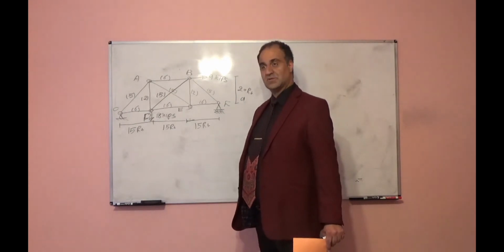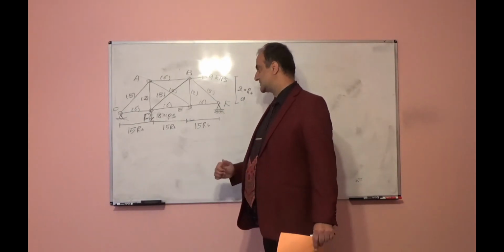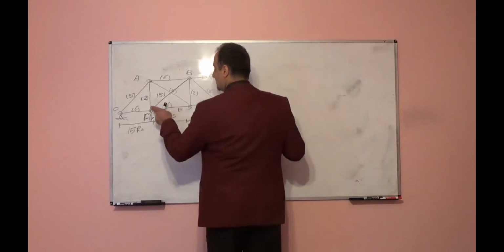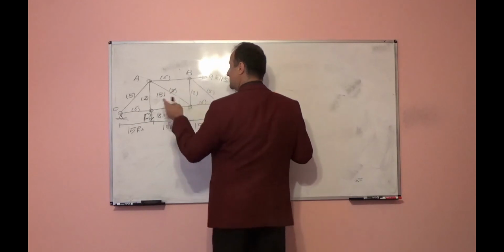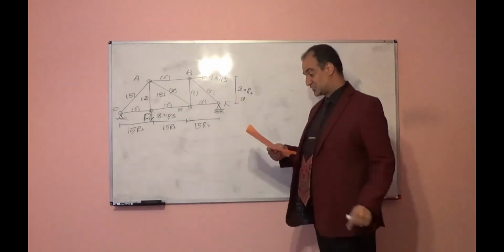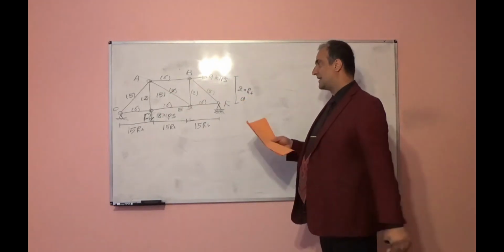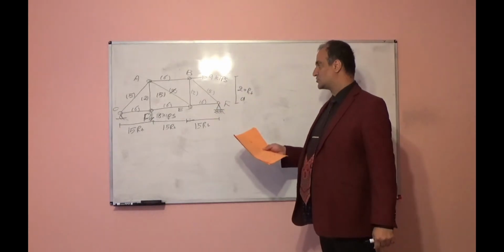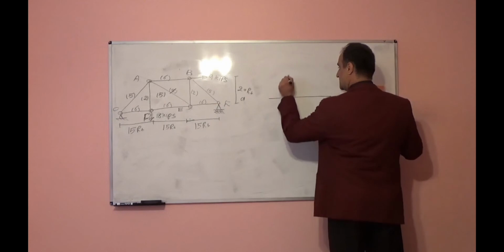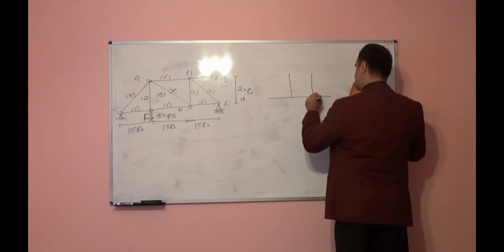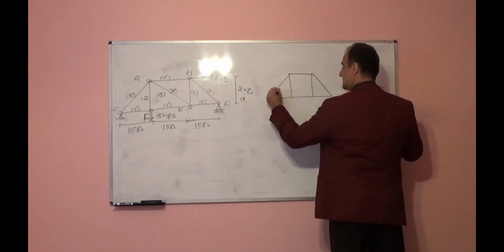What will I do then? I will remove that extra member. If I remove that extra member, what will happen? I will have a determinate truss. So I will find again internal forces in these members. Exactly everything is the same here.